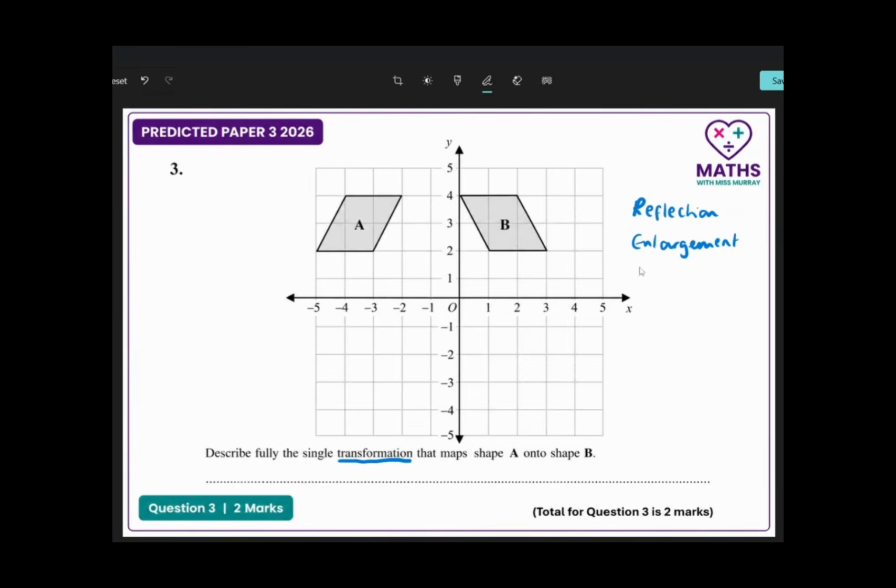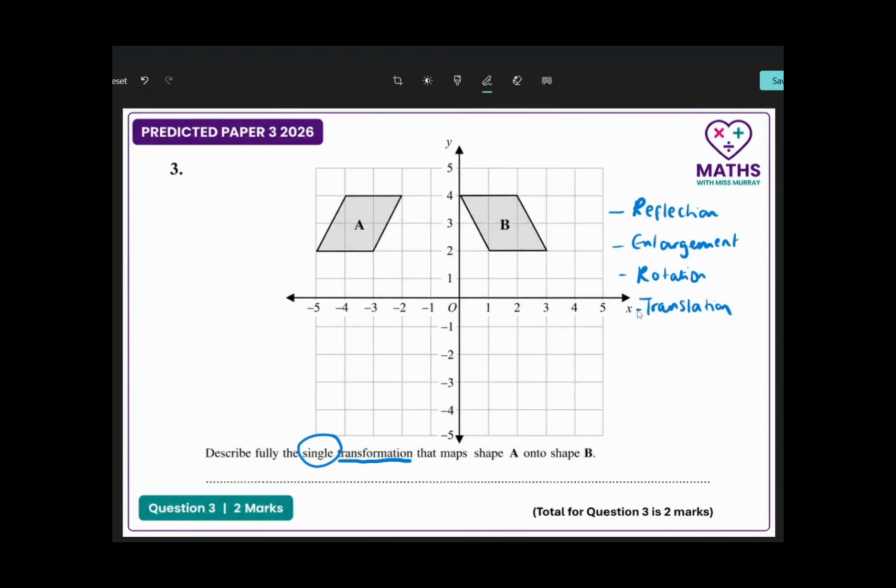So reflection, enlargement, rotation and translation. They are the 4 transformations. The key here, it says describe the single transformation. So you only talk about one of these. And if you start muddling them up, then you lose all your marks. So only write down what you actually know. Don't start waffling, and then sometimes people will lose marks because they'll say it's been moved and then it's been turned. But then you've combined 2 different transformations there.